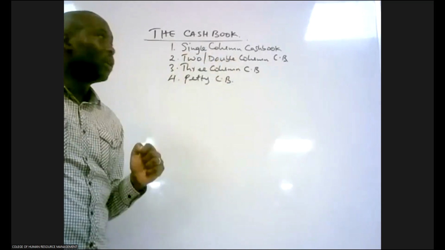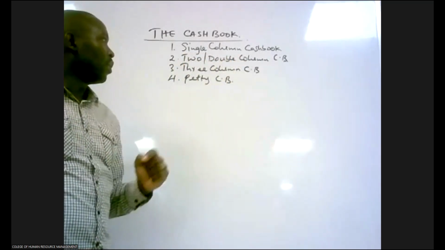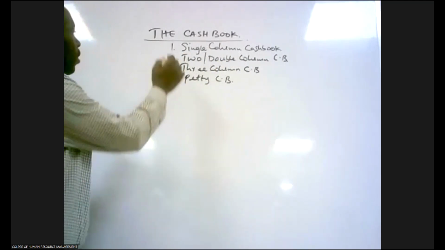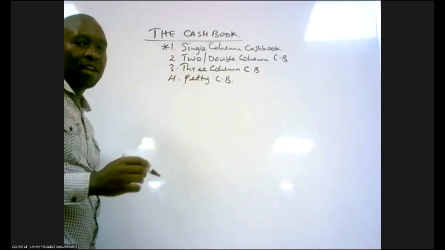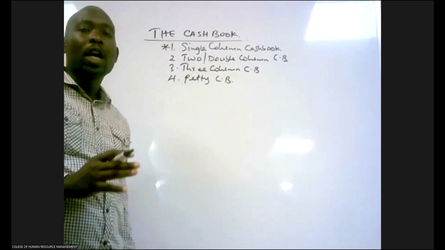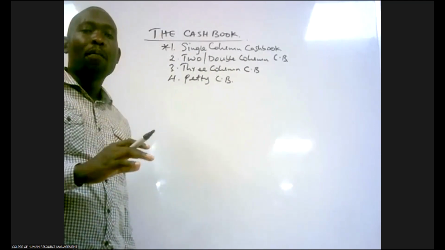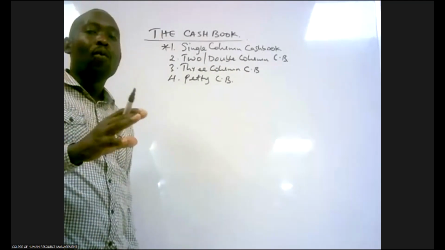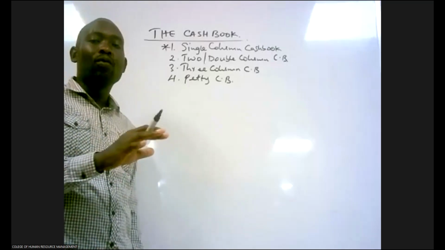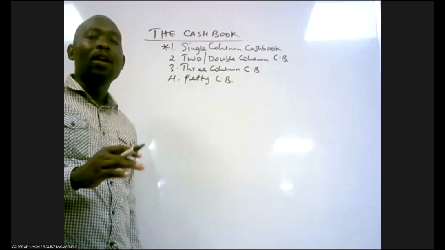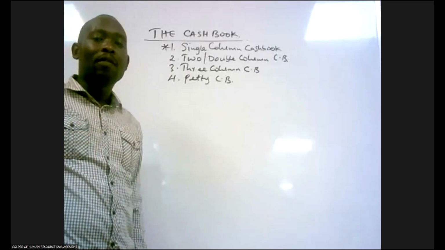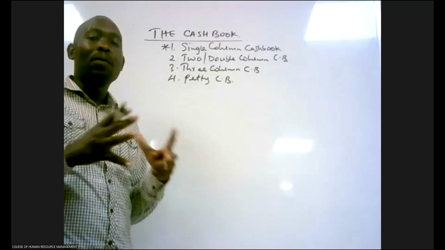The single column cash book, the double column cash book, the three column cash book, and the petty cash book. The single column cash book we have already covered in the ledger. It is simply the cash and the bank accounts. When we opened the cash account and the bank account while preparing our ledger accounts, and they are maintained separately, they are actually our single column cash book.